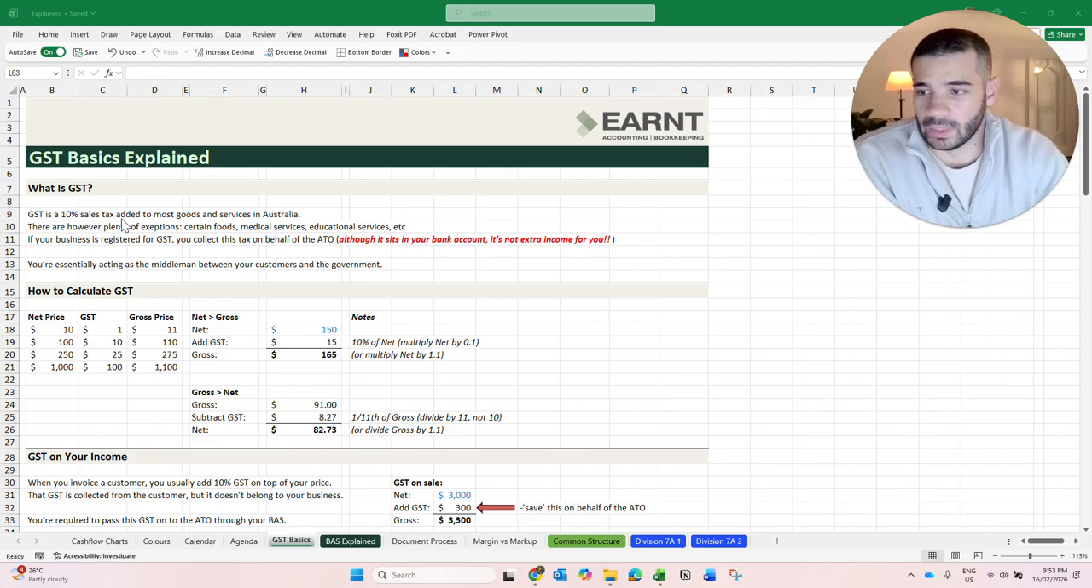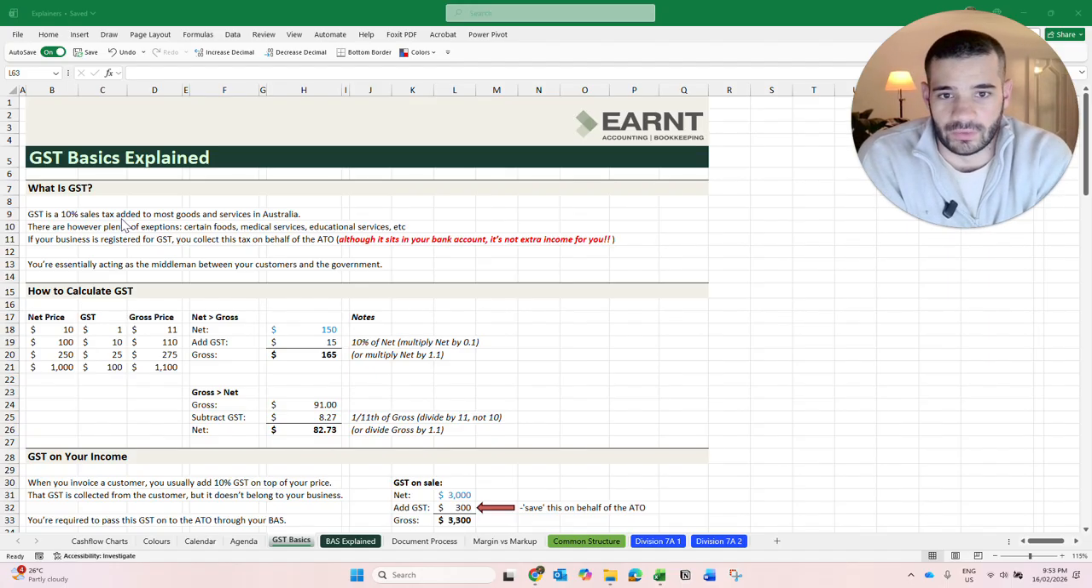So obviously we're talking about an Australian context here. If we're overseas, they will have another sort of GST, which might be a value add tax, but here it's called the Goods and Services Tax, and it's an extra 10% tax levied on most goods and services in Australia. There are some notable exceptions.